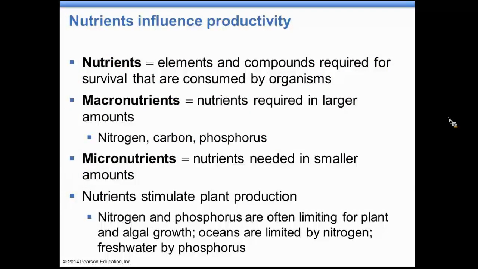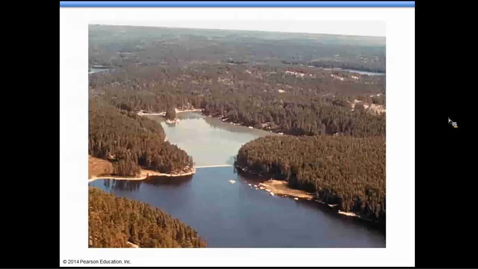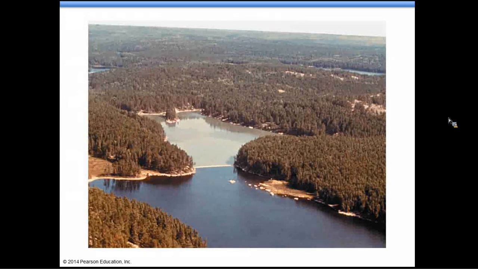As I was just talking about, nutrients increase productivity. And nutrients are elements and compounds that organisms consume and they require for their own survival. Elements and compounds required in relatively large amounts are called macronutrients, and then nutrients required in smaller amounts would be called micronutrients. Nutrients stimulate production by plants, but a lack of nutrients can limit productivity. And oxygen is a nutrient, and when a water body experiences hypoxia, this can become a limiting nutrient and limit production.